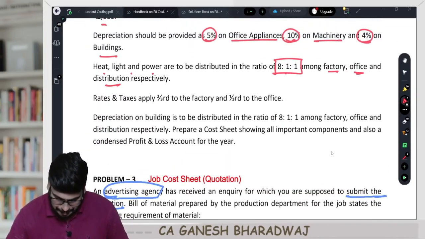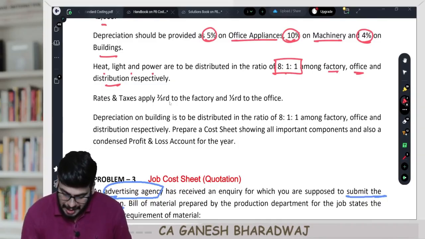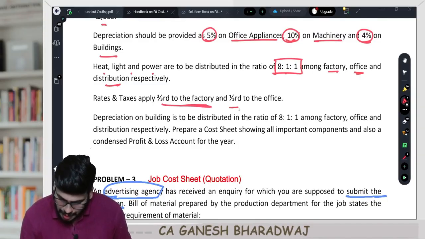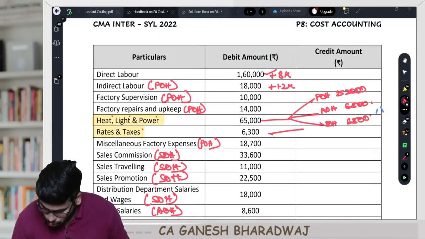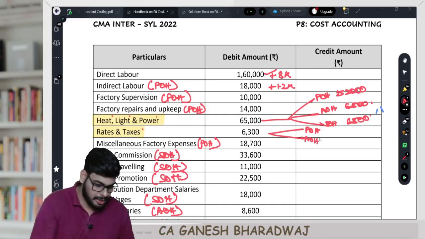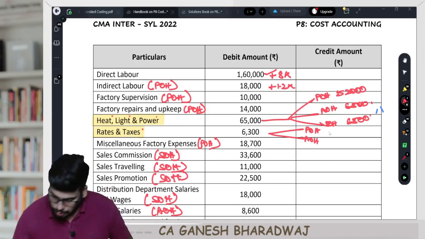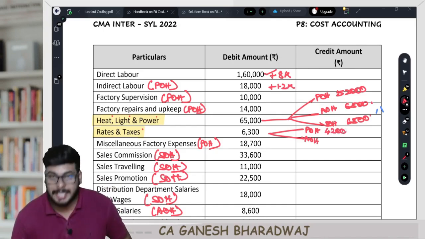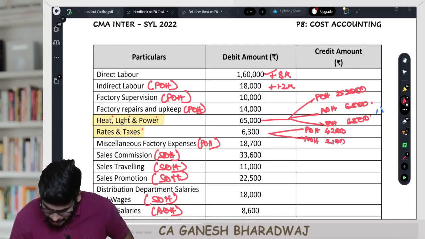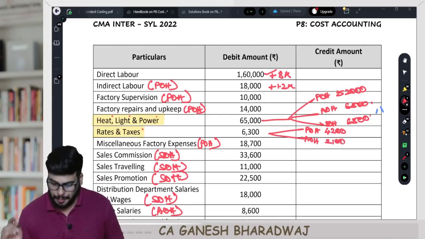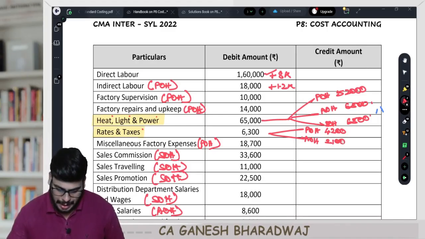That's about it. Next, rates and taxes apply 2/3 to factory and 1/3 to office. So what they are saying, rates and taxes, 2/3 to factory POH and 1/3 to what? Office AOH. Are you clear with this? So 6,300 divided by 3, that's 2,100 into 2, so 4,200 rupees is attributable to production overheads, and 1 by 3, 2,100 rupees is attributable to your administration overheads. Are you clear with this?